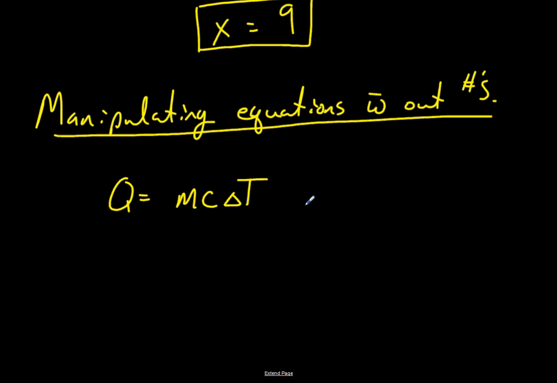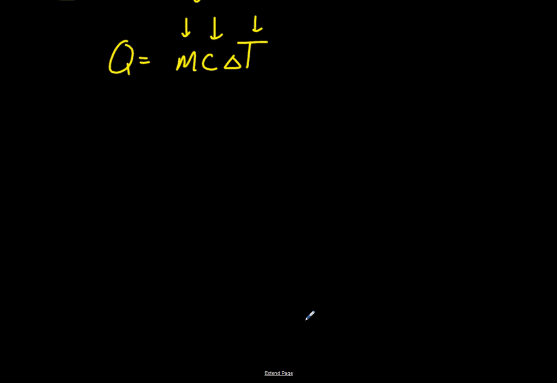Now what if I want to isolate for m, which is mass, c, which is heat capacity, or delta t, which is temperature change? The way it's set up makes it somewhat straightforward. But let's isolate for each of the variables. So let's rewrite this equation such that we can see it in all of its forms.